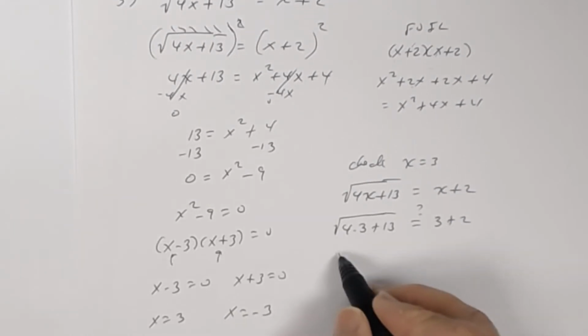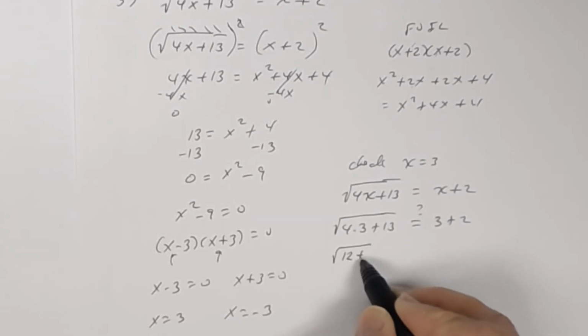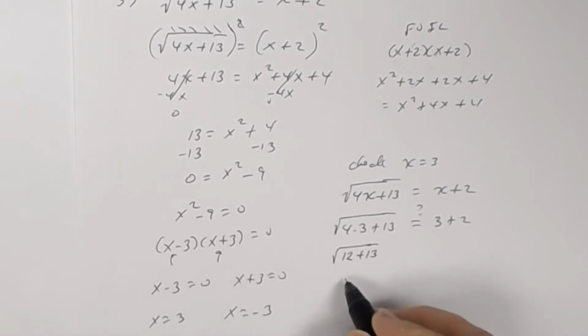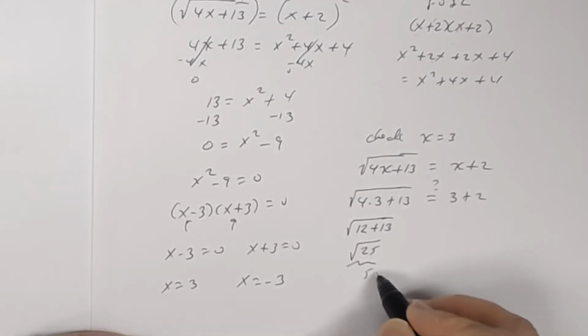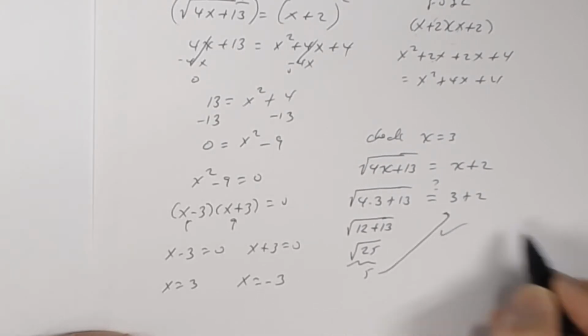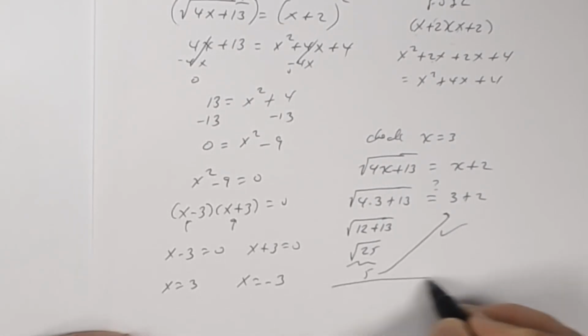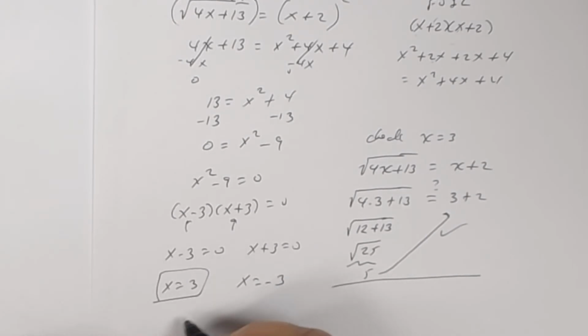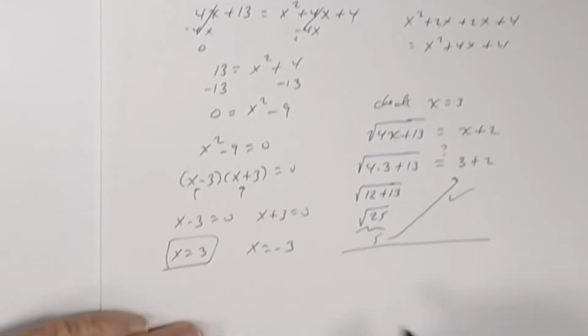Well, 4 times 3 is 12, so I get the square root of 12 plus 13. And 12 plus 13 is 25, so I get the square root of 25, which we know is 5. And is 5 equal to 3 plus 2? Yes, it is. So this is going to be a solution. So I'm boxing this off. I'm circling this solution. Let's check negative 3.